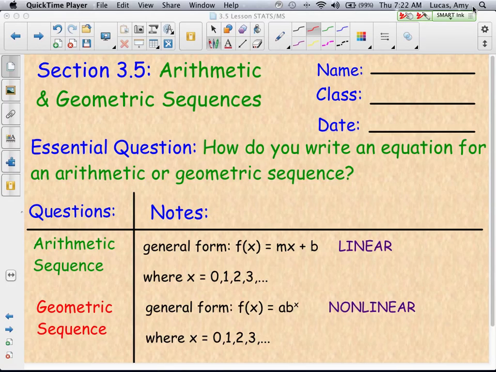Lesson 3.5, Arithmetic and Geometric Sequences, Day 2. Our essential question is, how do you write an equation for an arithmetic or geometric sequence? How do you write an equation?